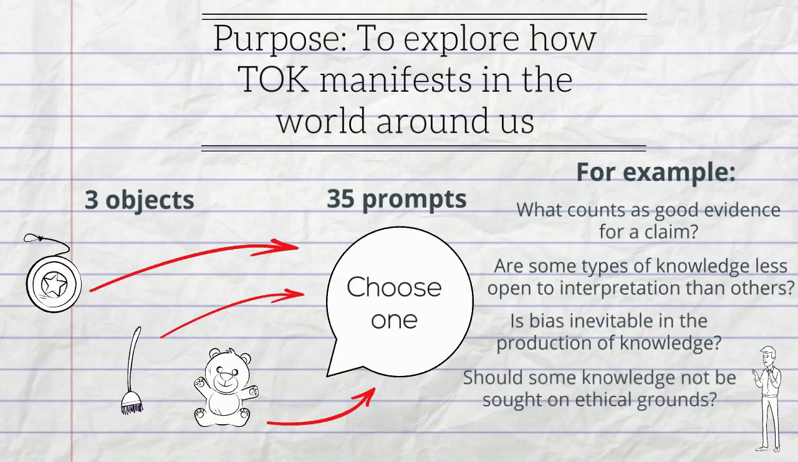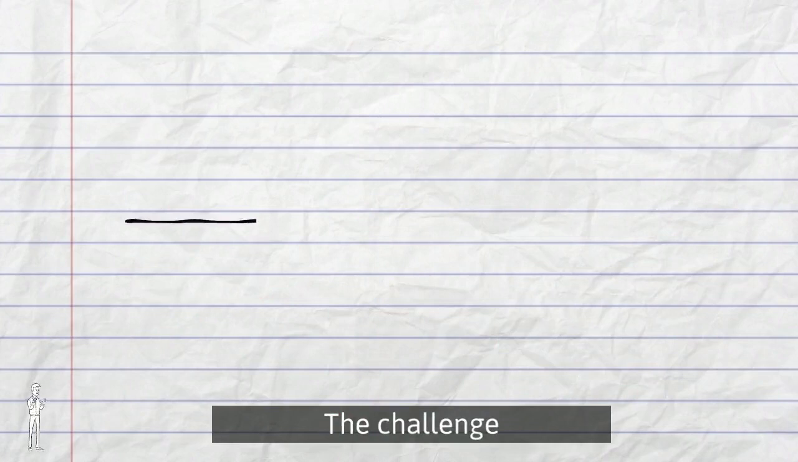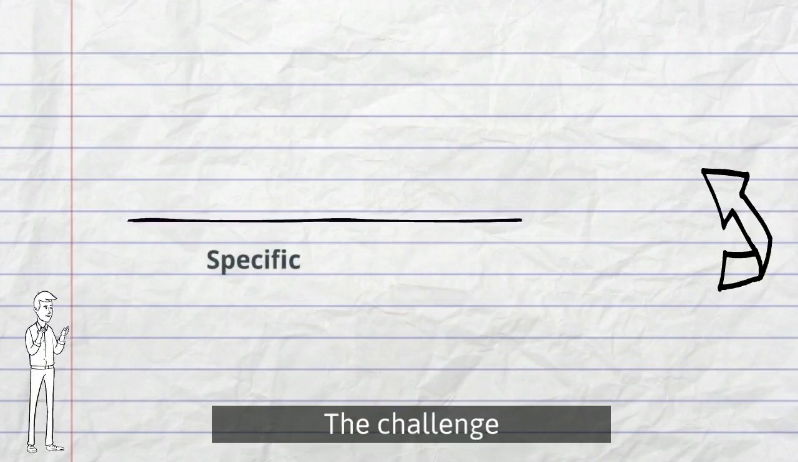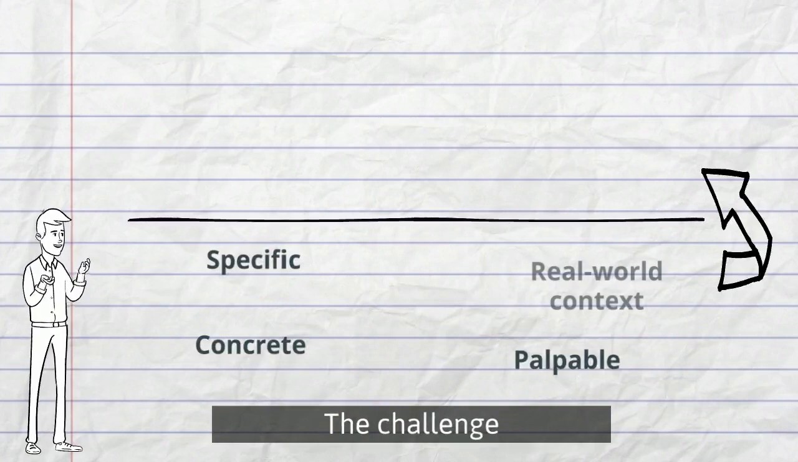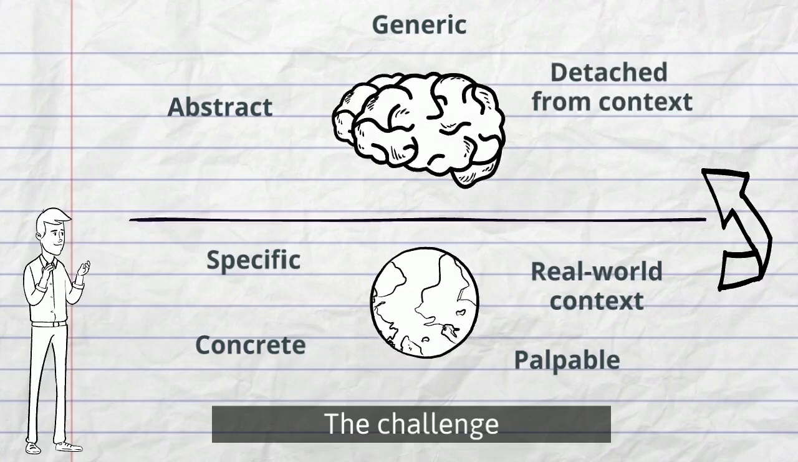As you can see, these are all very abstract, generic knowledge questions. So the challenge is to find 3 very concrete, specific objects existing in real life and to show how they connect to one of these abstract questions. In other words, to demonstrate how the abstract TOK manifests in the specific, palpable, real world around us.